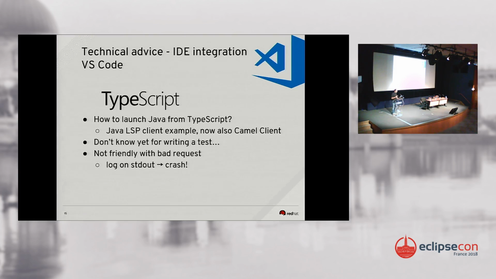But in VS Code, in case, I don't know, a stack trace is sent to the output, the language server stops responding at all. You will need to restart your VS Code instance to have the language server working again. So you really need to take care that you never write something in standard output without going through the LSP4J API.